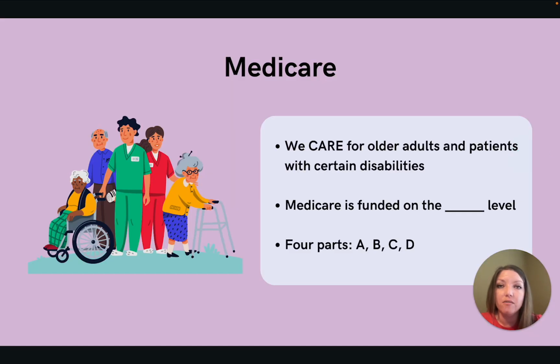So who is typically covered under Medicare? A good way to remember this is that we care for older adults and patients with certain disabilities. So this would include adults who are 65 years old or older, and some of the examples of disabilities covered under Medicare would include end-stage kidney failure, cancer, and some musculoskeletal and neuro conditions such as multiple sclerosis or amyotrophic lateral sclerosis or ALS. Now, how is Medicare funded? Medicare is funded at the federal level.